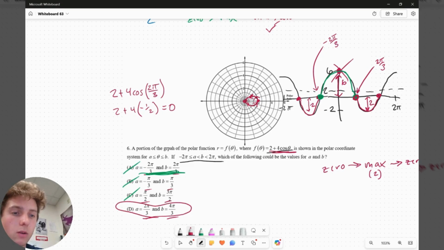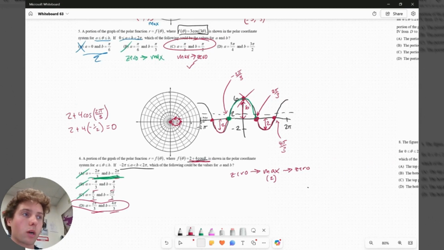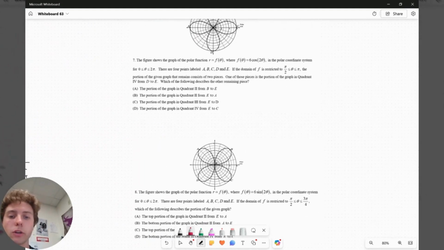2 pi thirds, we already have that one. The next time it would cross is at 4 pi thirds. You can verify that by plugging in to make sure it does give you 0, but that must be the interval that now works. Let's look at one or two more.